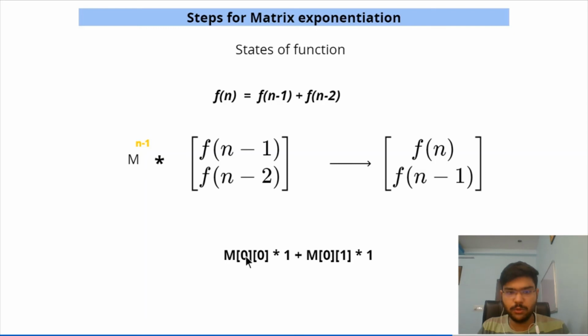First, we'll multiply the 0 comma 0, the first element of this matrix, with 1, because this will form the base condition 1 here, and this will also form the base condition 1 here. So the first element 0 comma 0 will be multiplied with 1, and the next element, the adjacent element to 0 comma 0, that is 0 comma 1, will also be multiplied with 1 to result in the answer, right?